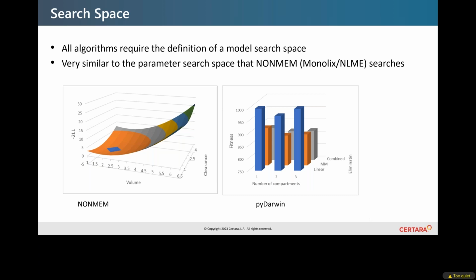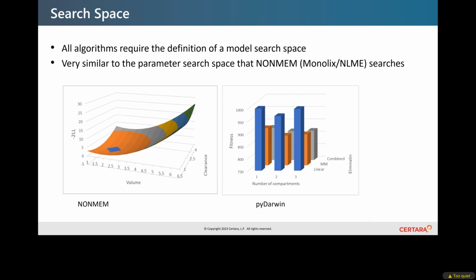On the right is a two-dimensional model structure search space with a number of compartments on the x-axis and the elimination route mechanism on the y-axis. The important difference is this is a discrete model space. There's no 1.34 compartment model. It's 1 or 2 or 3. And similarly for the elimination mechanism, they're discrete values. And so you don't have any intermediate values, and this requires a different algorithm to search this.